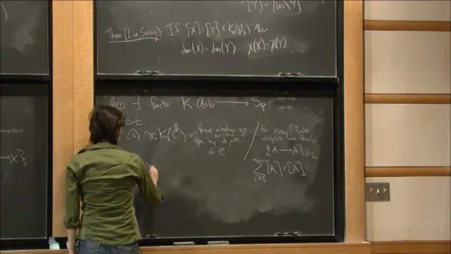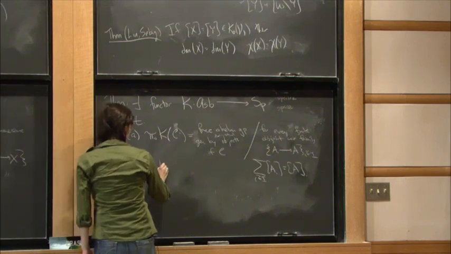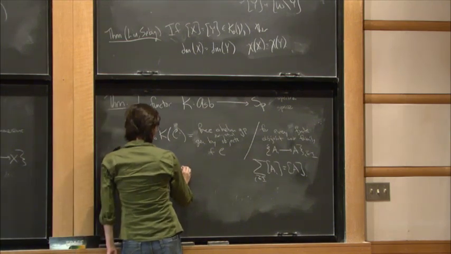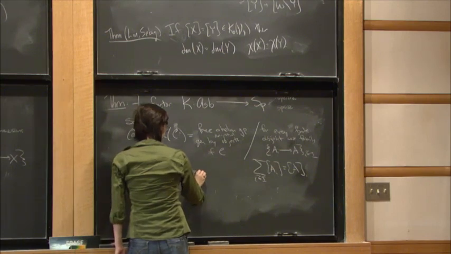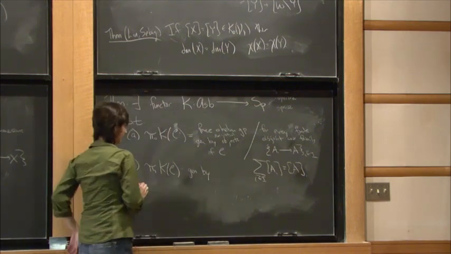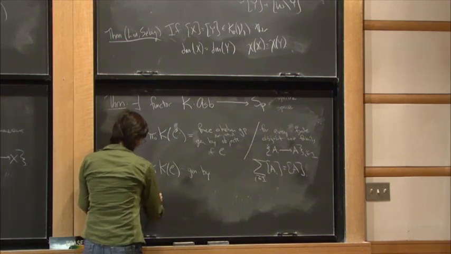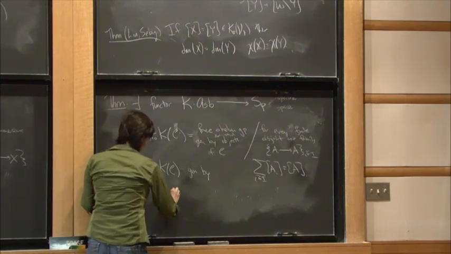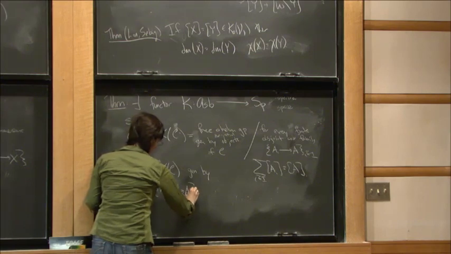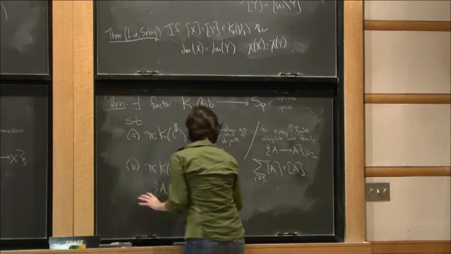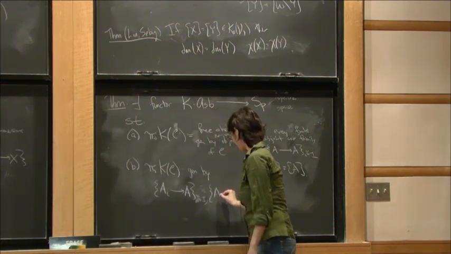B, pi 1 of K of C is generated by pairs of covering families which agree on objects.